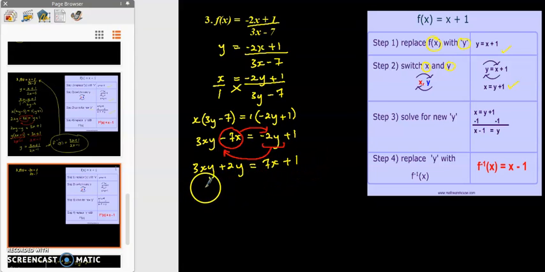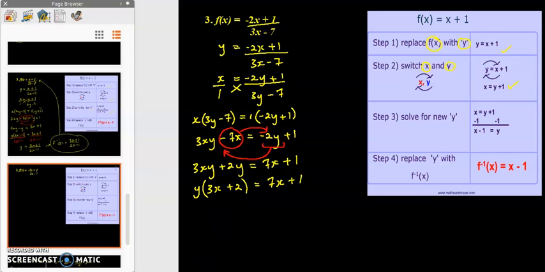Moving along now. So if you notice, all the y terms are on one side. So we are now going to factorize this and factor out a y. So y, open bracket, 3x, because 3x times y would give you back 3xy, plus 2, because 2 times y gives you back the original 2y, equal to 7x plus 1.